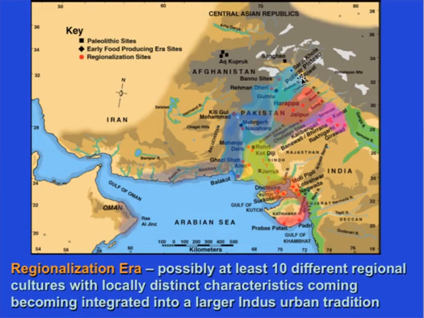This regionalization phase is the area that we need, I think, the most work for in our studies of the Indus Civilization. So which regions contributed which aspects of the ideology that became solidified during the Indus period itself?